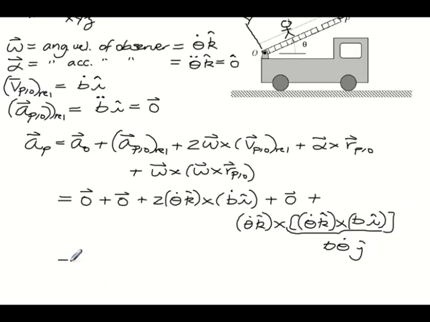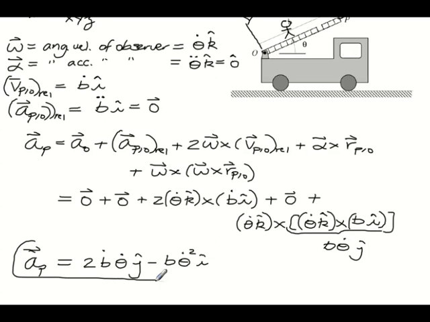So whenever I do my Coriolis term, the 2 omega cross V_rel, I get 2 b dot theta dot j. And then k cross j we know is minus i, so that becomes minus b theta dot squared i. So that's the acceleration of the end of the ladder P.